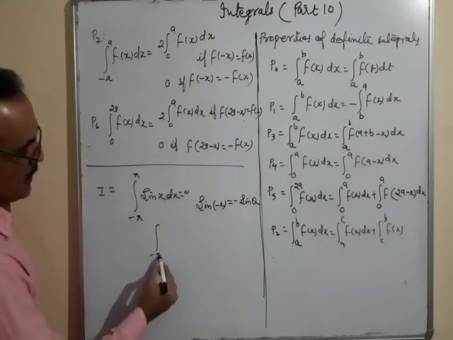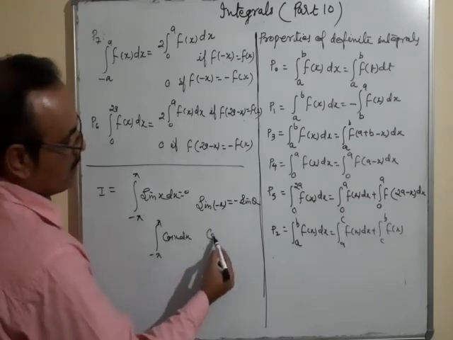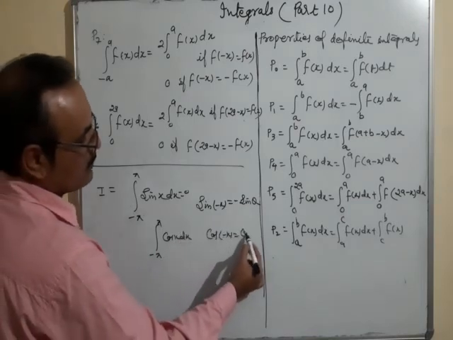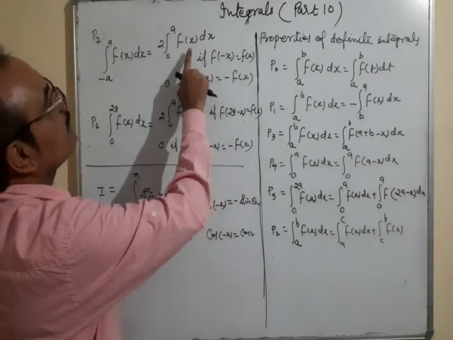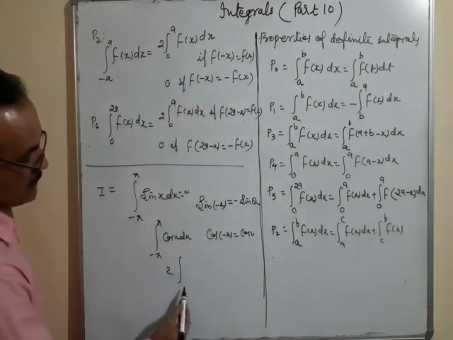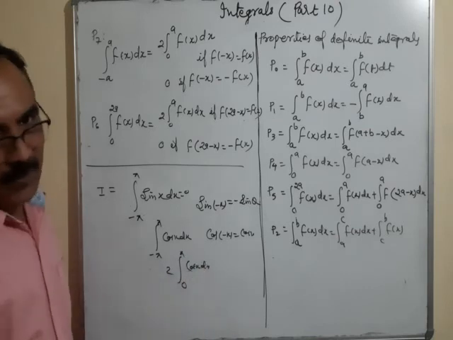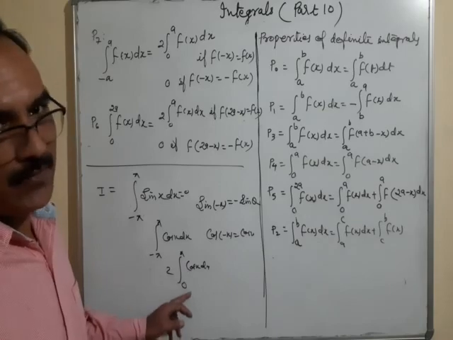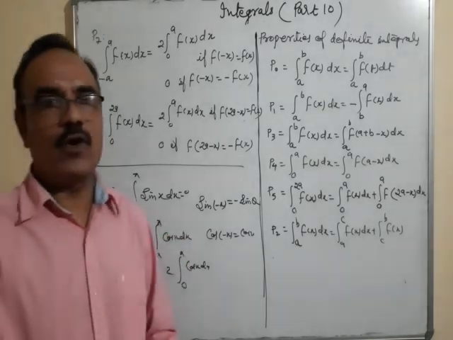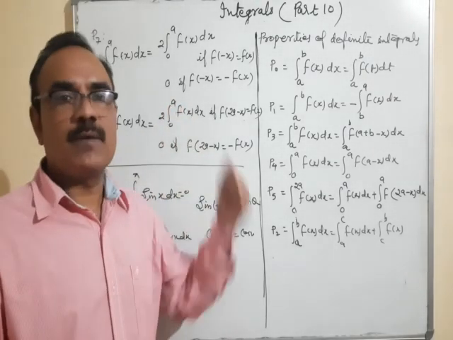But for minus pi to pi of cos x dx, now what happens? Cos of minus x is equal to cos x. This is the property. So that can be written with 2 outside, 0 to pi cos x dx, and we'll have to solve it. Okay. Actually this is considered as an even function, and that is an odd function. So this is the use of these properties.